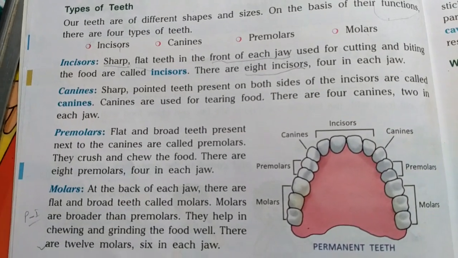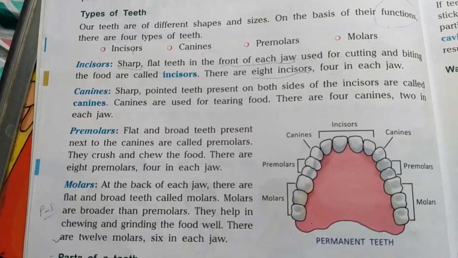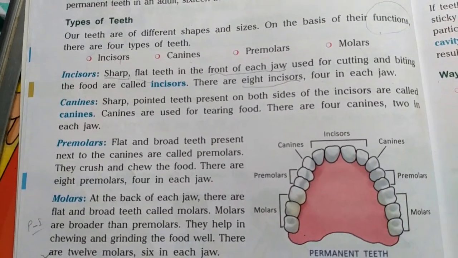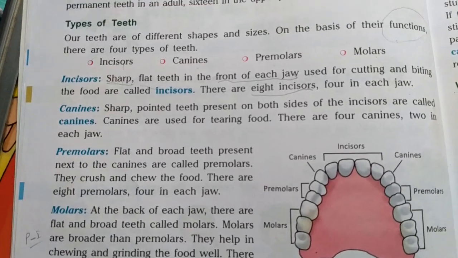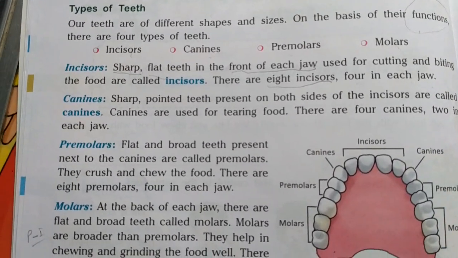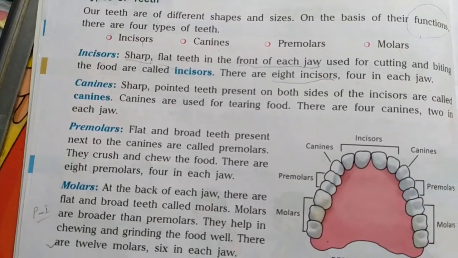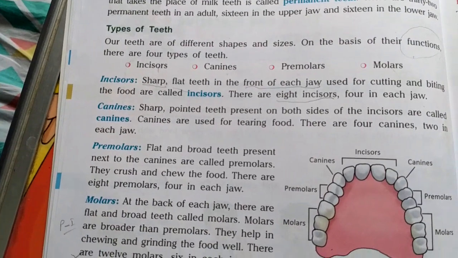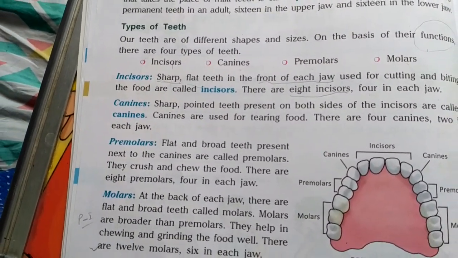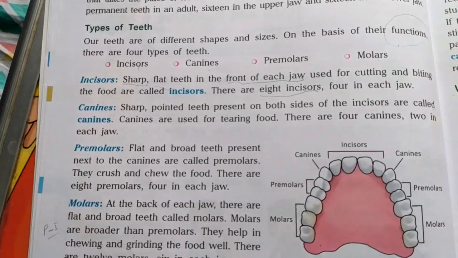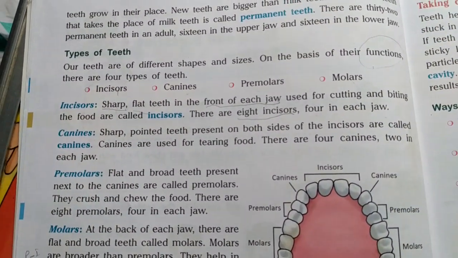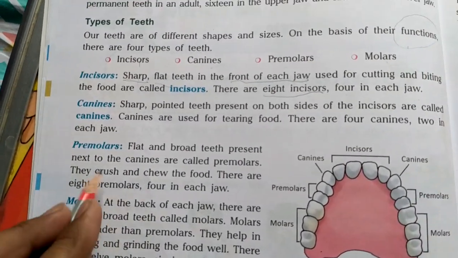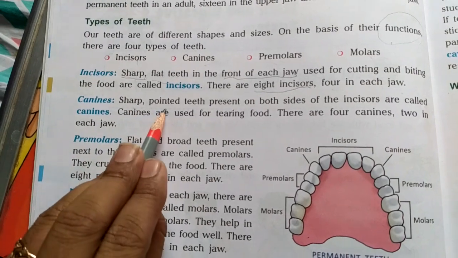Some food items are stiff, some food items are hard, and not very soft. We have to apply more force for tearing, and these teeth especially help those people who eat non-veg food items, because those non-veg food items, the meat pieces, are very hard, not soft as compared to other vegetables. So these canine teeth help in tearing. If we have to tear some food items with the help of our teeth, then we use canine teeth. That's why they are sharp and pointed.